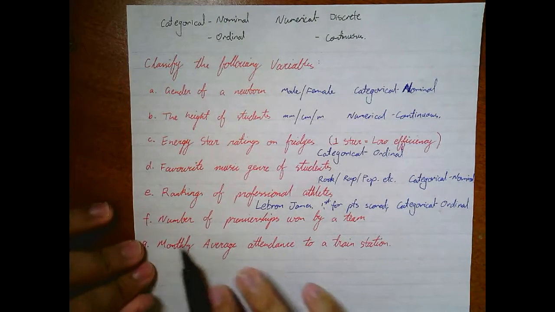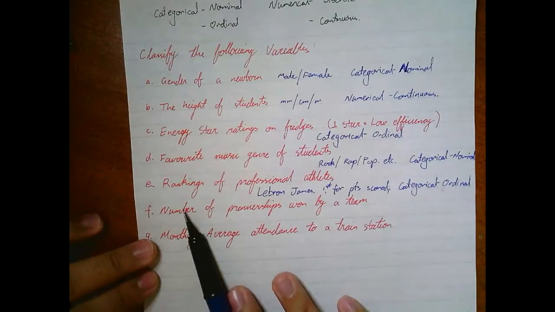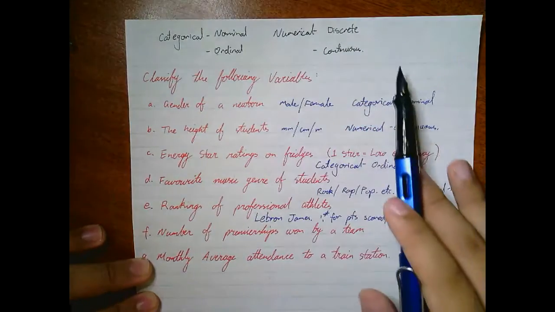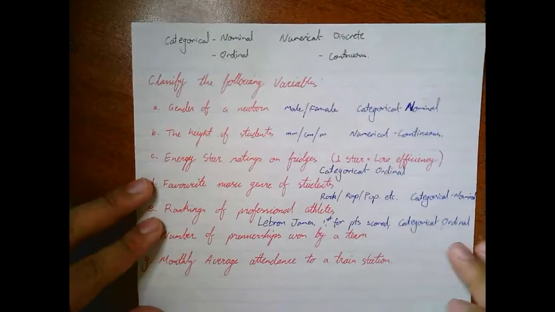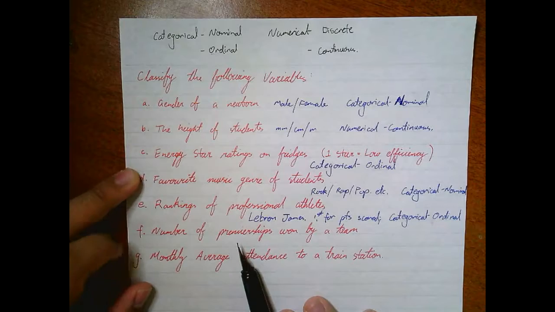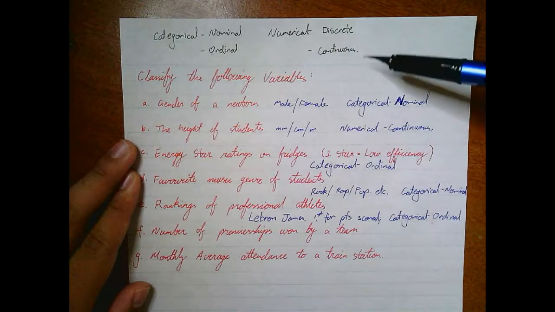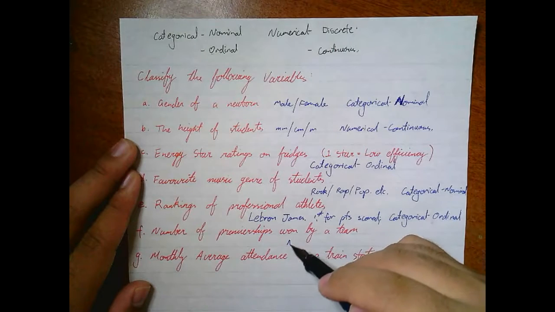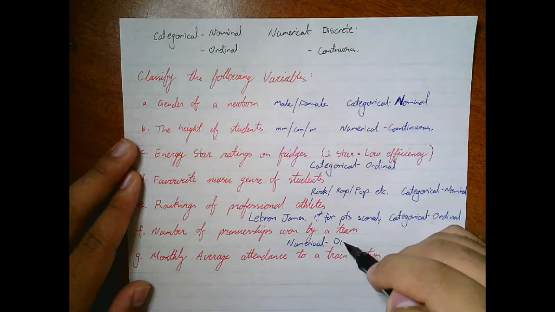Okay, number of premierships won by a team. Well, it kind of gives it away. It says number. Okay, so it's going to be numerical. Let's figure out if it's continuous or discrete. Is there such a thing as a fraction of a premiership? Can you win half a premiership? Can you win a quarter of the premiership? If the answer is no, well then it can't be continuous. It must be discrete. So this one here is numerical discrete.